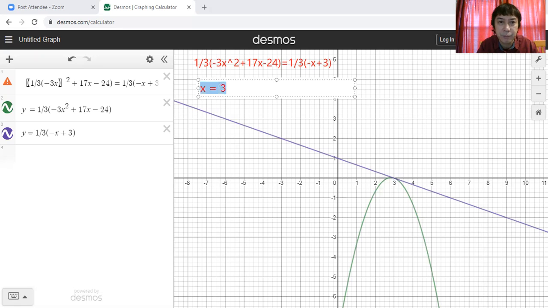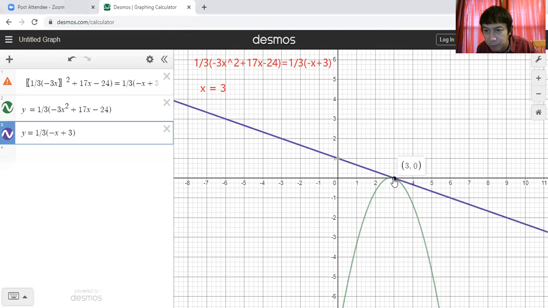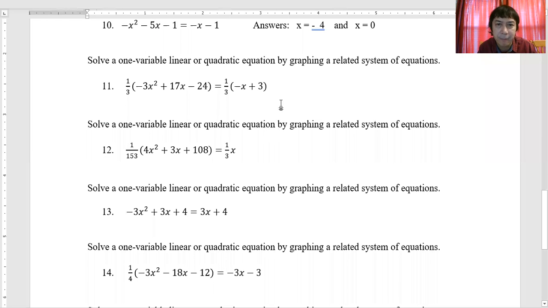And that's our answer, x equals 3. All right, and so don't mind the 0, that's a y. So our requirement here are the x values. So x equals 3, we can now write this in our source paper. This is the answer for number 11. There, x equals 3. Number 12, next.